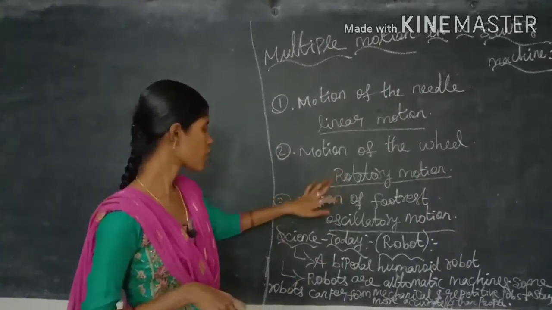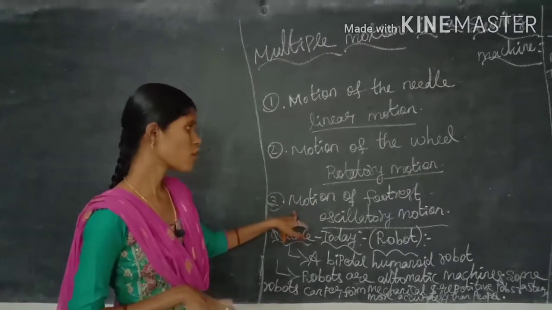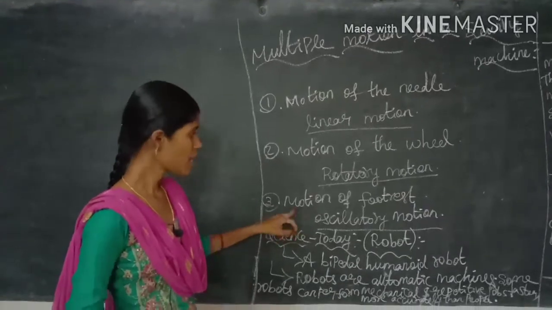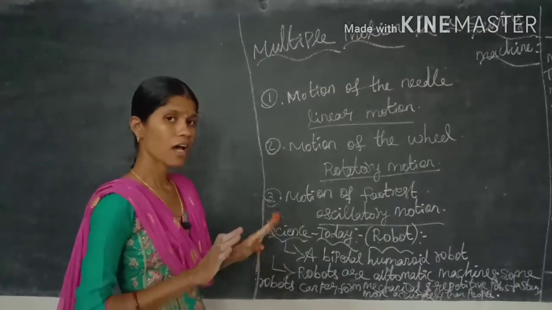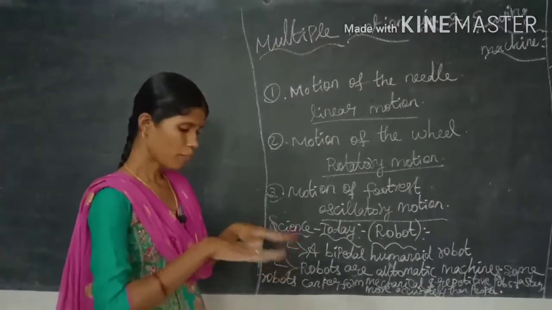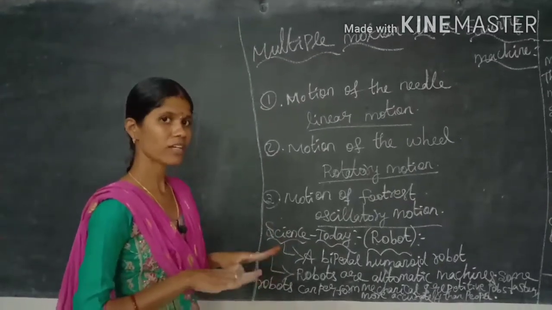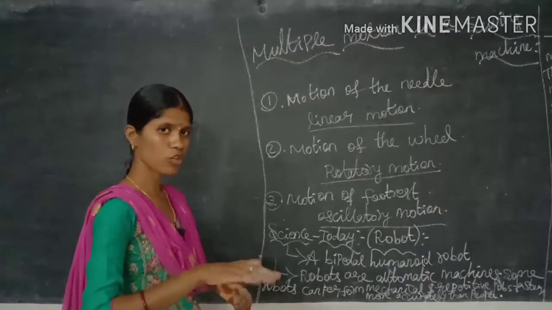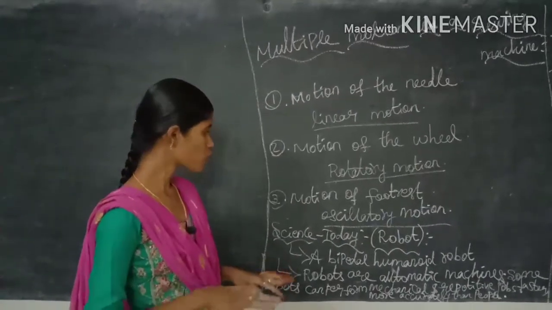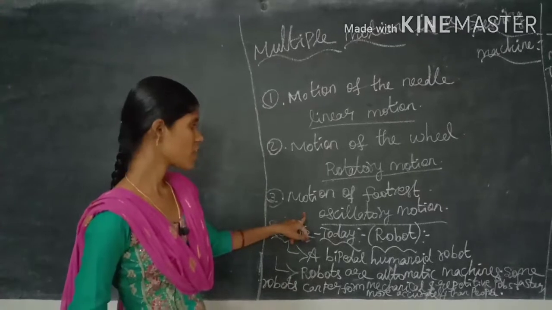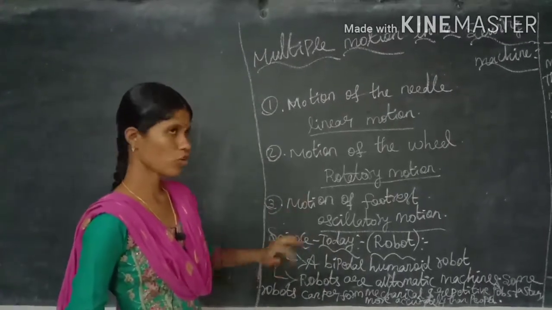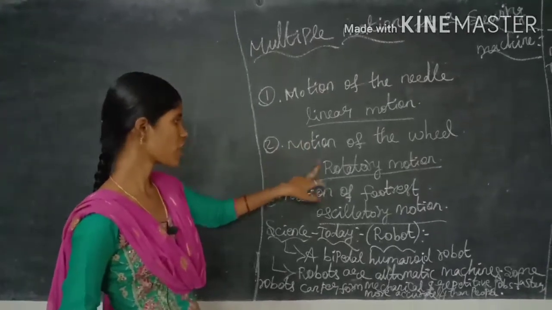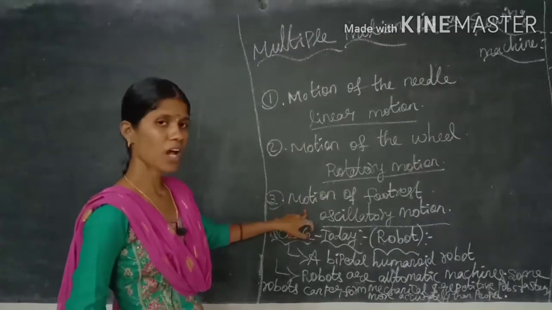Whereas the footrest, the pedal, produces an oscillatory motion because it moves back and front. Back and front, that is oscillatory motion, like a swing. When you play on a swing, it is like that, so because of the back and forth movement, the footrest produces an oscillatory motion. So the motion of the needle is linear motion, the motion of the wheel is rotatory motion and the motion of the footrest is oscillatory motion.